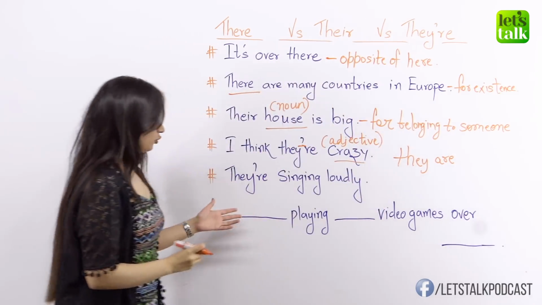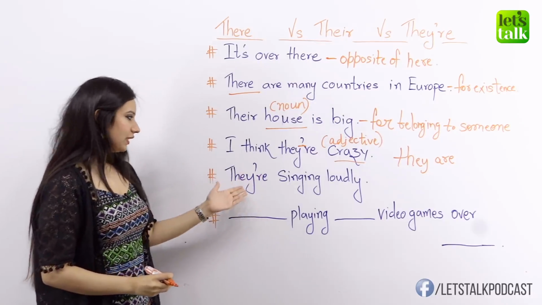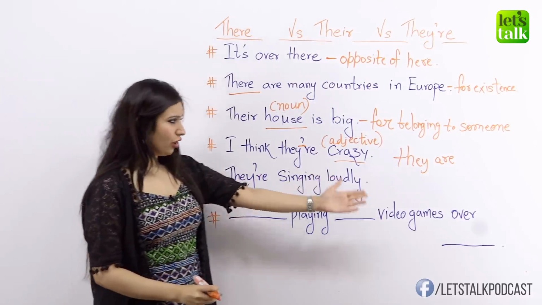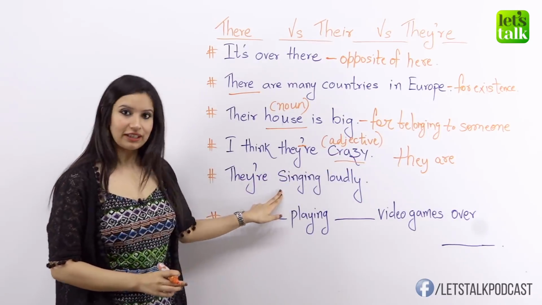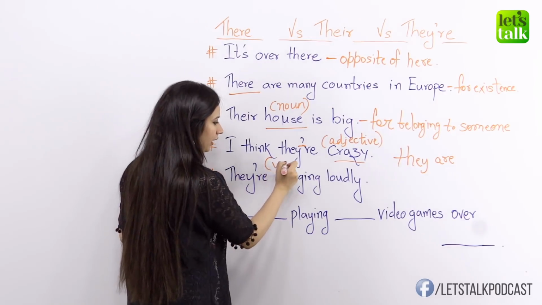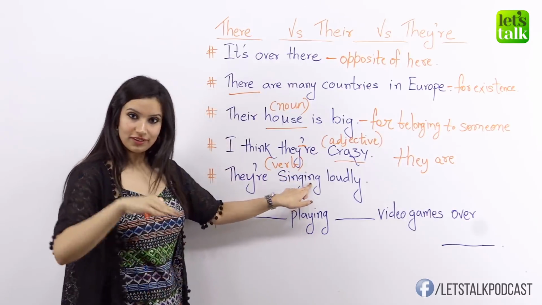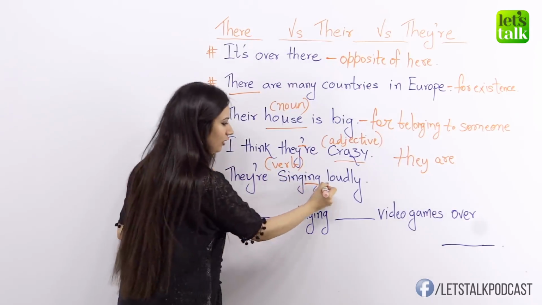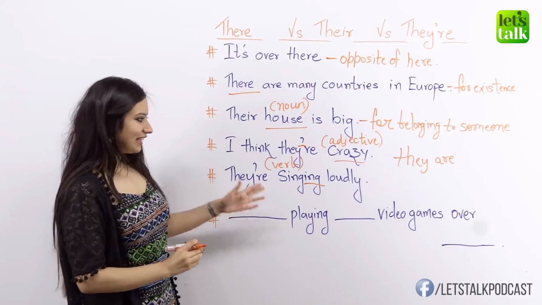Let's look at the next one. They are singing loudly. So as you've seen, this is a contraction for they are, but now we do not have an adjective. Instead, what is singing? Singing is a verb. And not just a verb, it is a progressive verb because the action is going on. An ing shows that the action is continuing. So they are singing loudly.